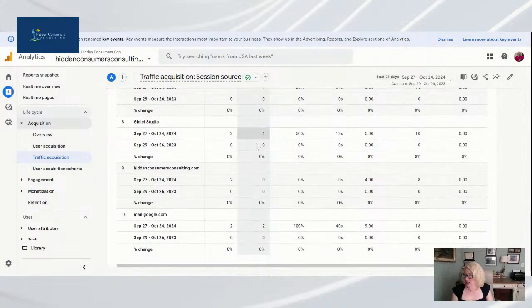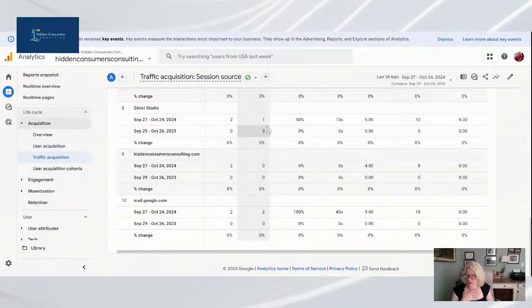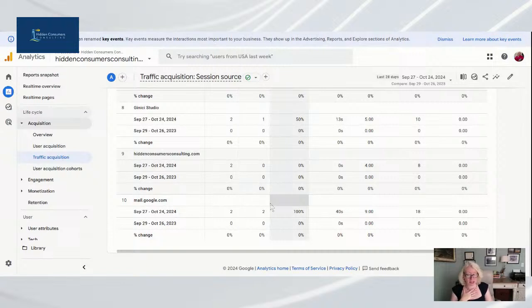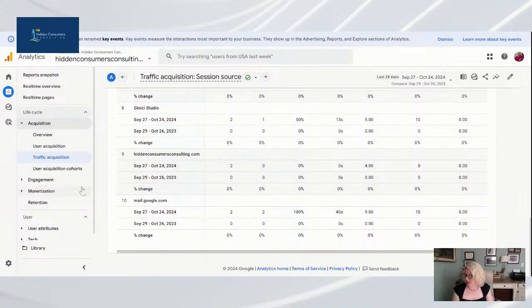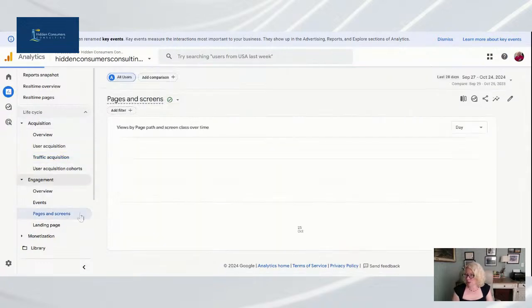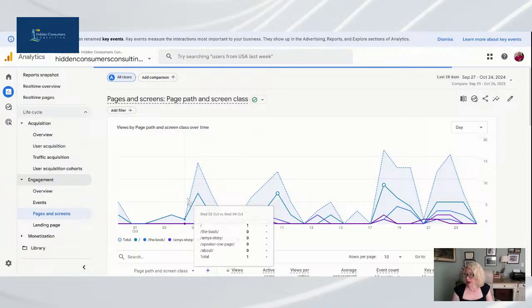People came in through Jinsey Studios. Awesome. That's who did my personal branding. That's very cool. And mail. I do link to my website in my email signature. So that is also bringing people in, which it didn't before. So let's think about this. Why would that be? I'm going to take a step deeper. Let's look at pages and screens and see where people are hanging out.